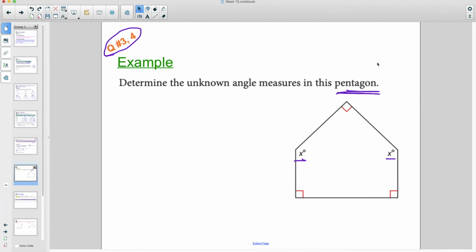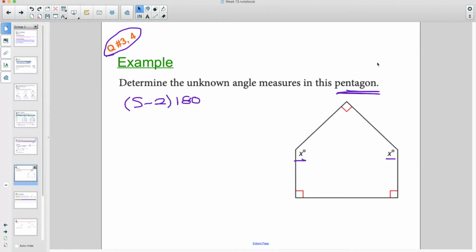So the first thing we need is to find the total degrees for those interior angles for a pentagon. Now, we discussed this before. Okay, let's just set it up to review using that theorem. So we have 5 minus 2, right, times 180.